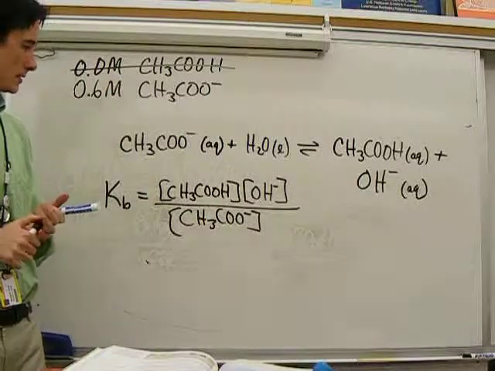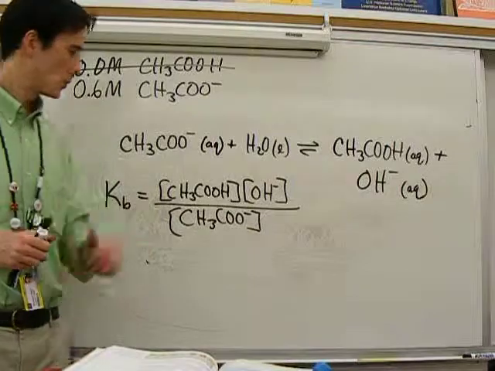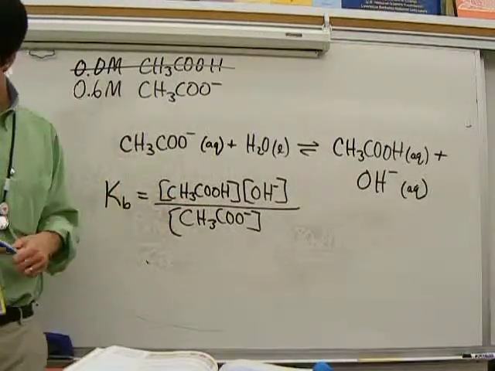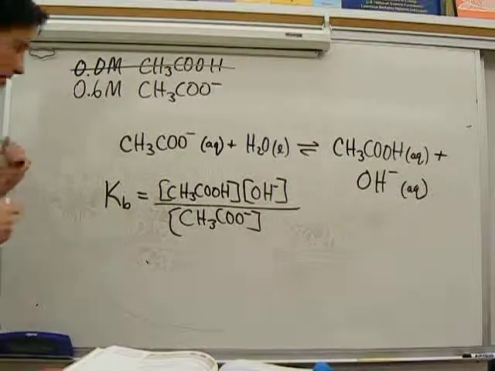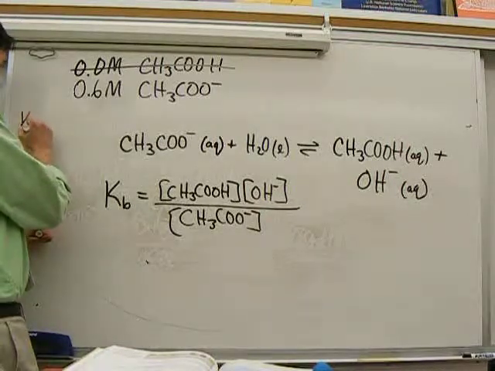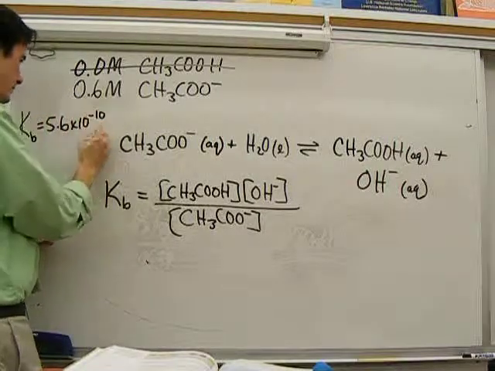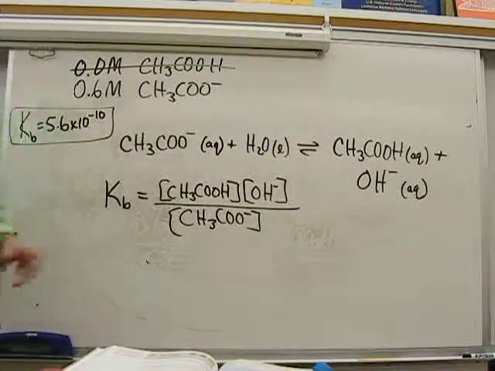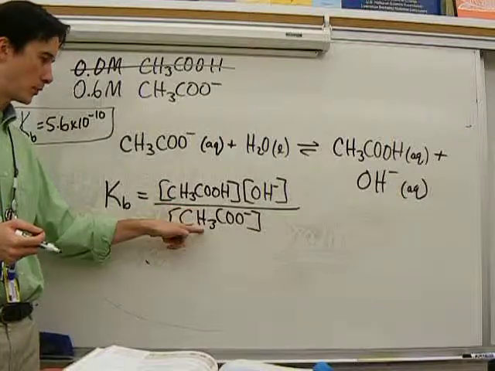that. We know this. This is a value that you can look up on a table, or if you're given some other information, maybe you'd have to solve for it, but we can look this up, and it is 5.6 times 10 to the negative 10th, for acetate. So we know this value. We know this value too, right? This is the 0.6 molar.